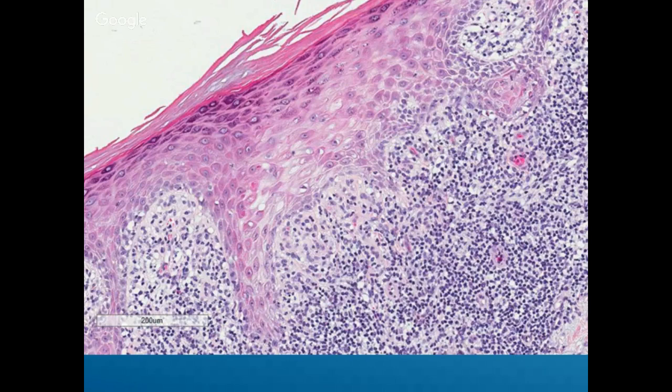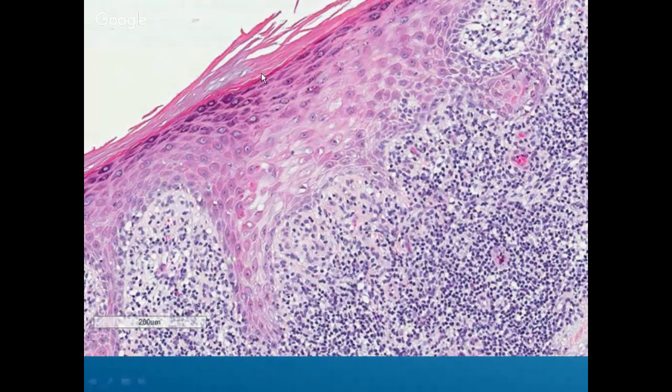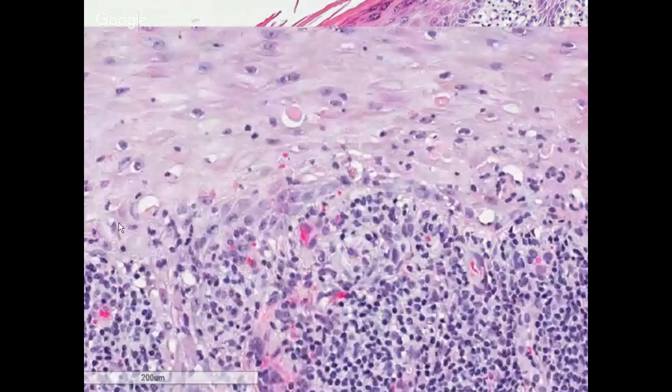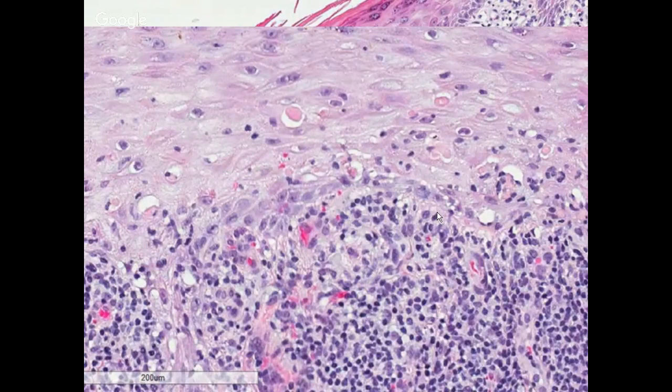Now, if you go high power, it shows you the features more nicely. You can see the absence of parakeratosis on the top, so hyperkeratosis, but no parakeratosis. The wedge-shaped hypergranulosis, the dense lichenoid infiltrate at the dermal epidermal junction, and then scattered dyskeratotic cells. These pink keratinocytes that have this pink cytoplasm are the dyskeratotic cells. And what are dyskeratotic cells? They are like apoptotic cells, keratinocytes that have undergone apoptosis.